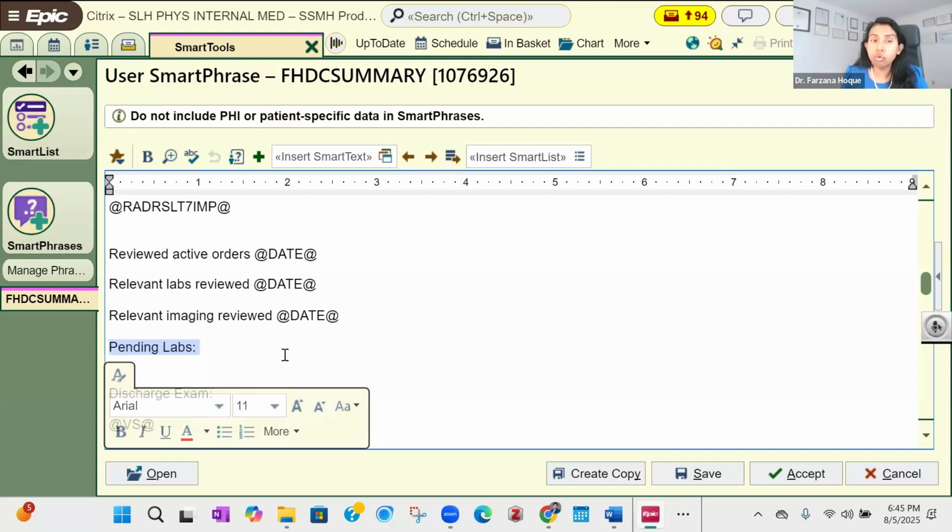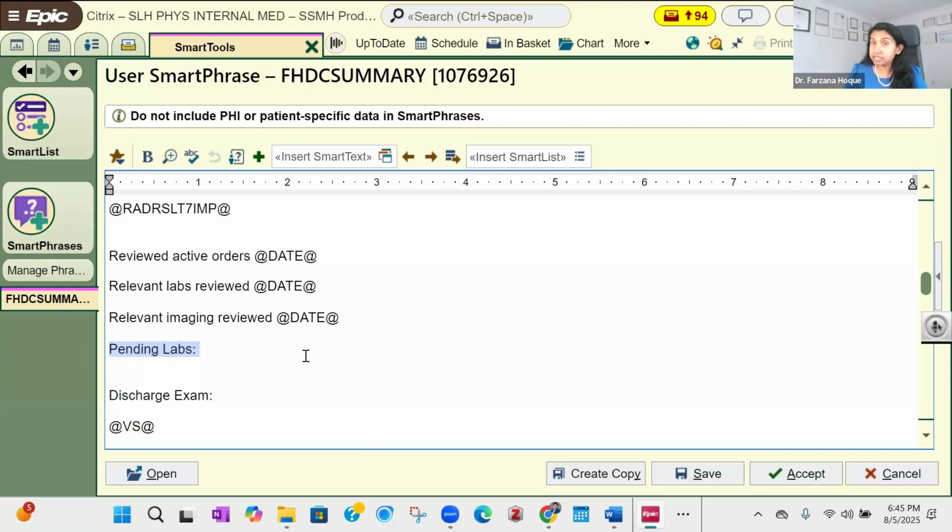So make sure you are highlighting here what the pending labs are, and very importantly, who will follow up on that. Maybe the primary care physician, or maybe the consultant teams who will see the patient in the clinics.